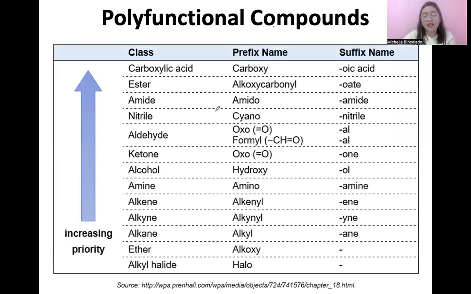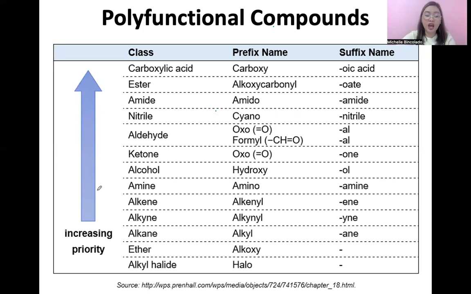So on top of the list is carboxylic acid. If it's the parent, guys, sa isang compound, lahat ng groups nandyan, carboxylic acid yung dapat maging parent. A suffix name yung gagamitin natin, which is oic acid, followed by ester, amide, nitrile, aldehyde, ketone, alcohol, for sure, familiar kayo sa hydroxy. Hydroxy kung substituent. Kung suffix naman, ibig sabihin alcohol, yung magiging parent ng compound ol. Then we have amine, alkene, alkyne, alkane.